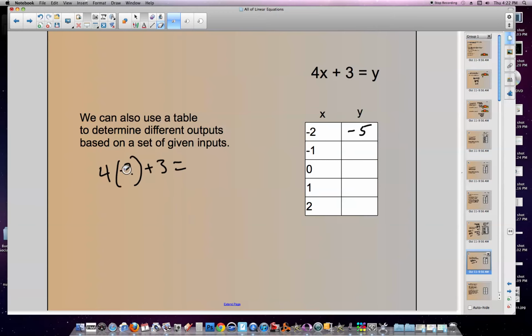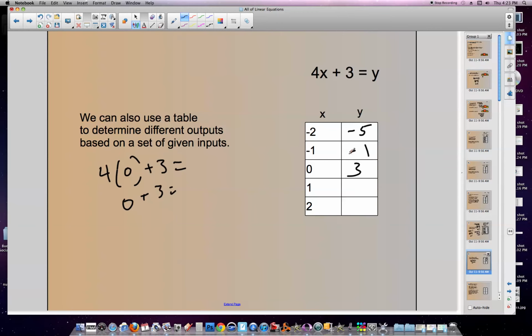Instead of putting negative 2 into our machine, our function, let's put negative 1 in. Well, negative 1 times 4 is going to be negative 4 plus 3 is negative 1. And now we can put 0 into our machine, yeah? Let's see here. If we put 0 into our machine, what are we going to come up with? 4 times 0 is 0 plus 3. That means that this must be 3.